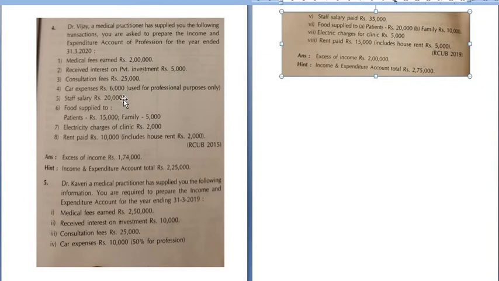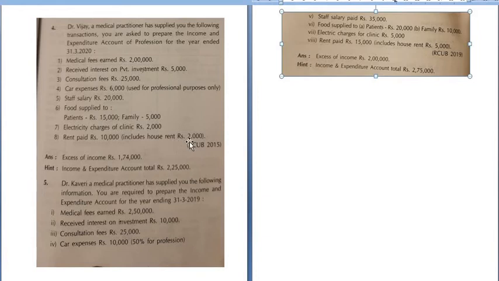Staff salary, yes, of course, it goes to the expenditure side. Food supplied to patients 15,000 and family 5,000. Whatever food is supplied, the 15,000 for patients is expenditure. The remaining 5,000 is not to be considered, because private or personal expenses are not allowed. Electric charges of clinic 2,000, it is an expense. Rent paid 10,000 including house rent rupees 2,000, which means whatever rent they pay is 10,000, and in that 2,000 is personal house rent. So 10,000 minus 2,000, the remaining 8,000 relates to the expenses. The answer given here is surplus 1,74,000, just go through and calculate it. Is it clear?